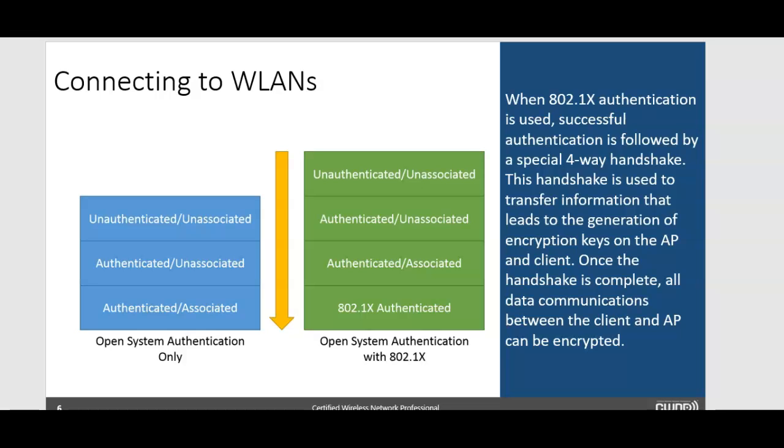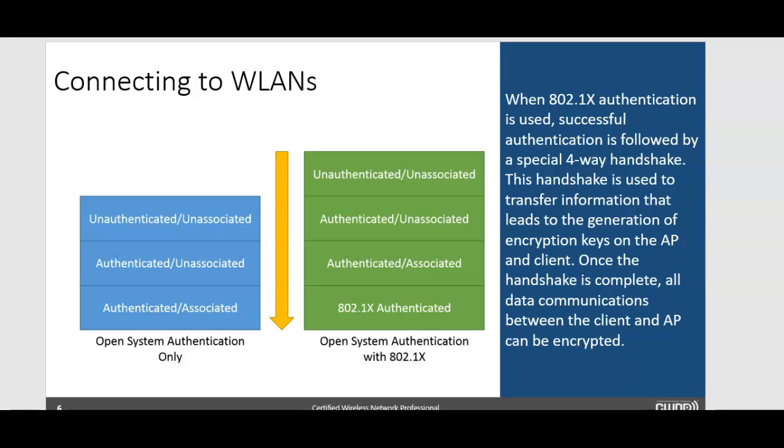Then the first state that involves some kind of relationship with the AP is authenticated, unassociated. In most modern wireless LANs, the authentication used is open system authentication. No credentials are used in the authentication process, but the frame exchange takes place for the client to move into this state. After that, we go to the authenticated, associated state.